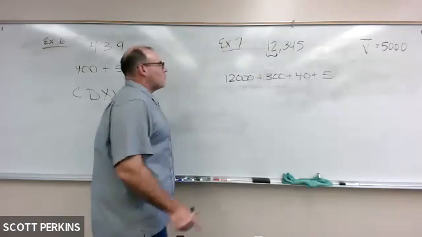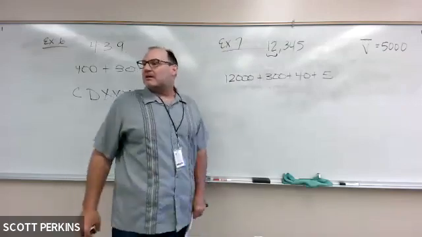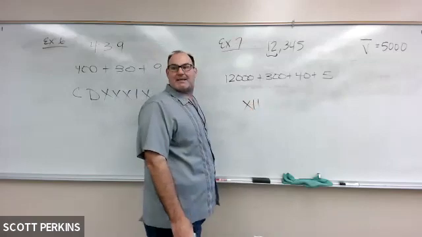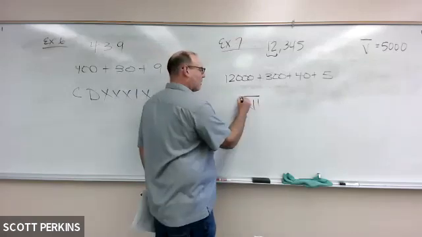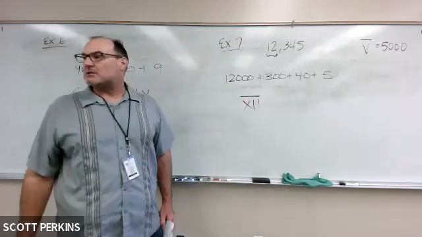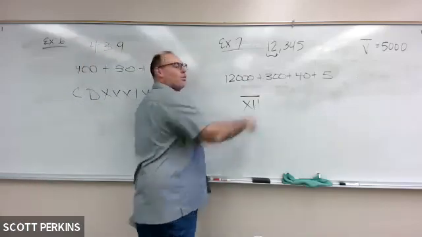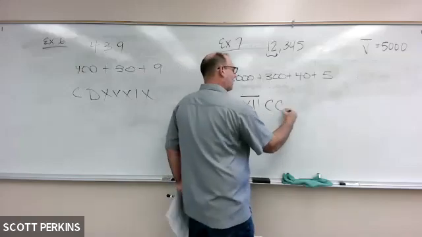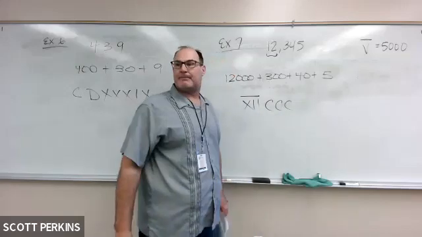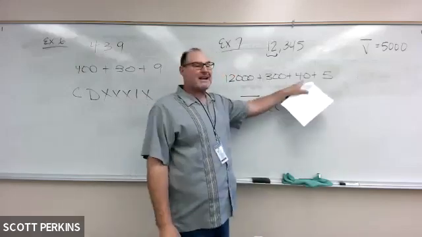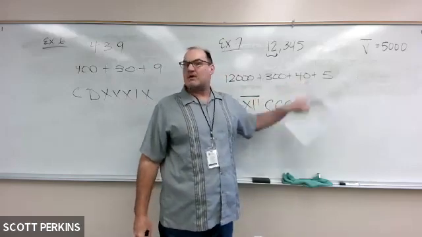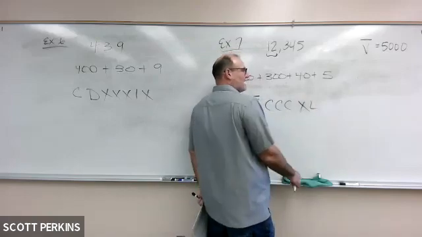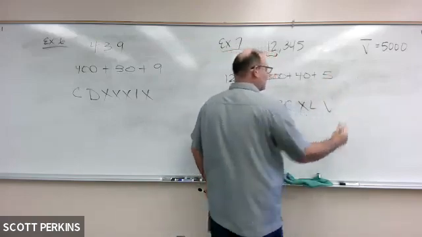Okay, so how did you write 12? 10, 11, 12. Yes, XII. And then I'm going to put a bar over it. That means 12,000. 300. What am I going to do for 300? Yep, you can write 3 in a row. CCC. Great. 40. I can't write XXXX. That's 4. So how am I going to write 40? XL. And then finally 5 is a V.